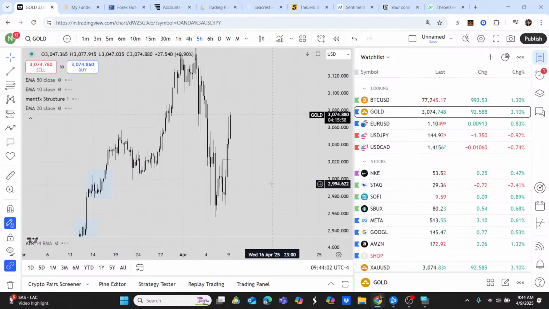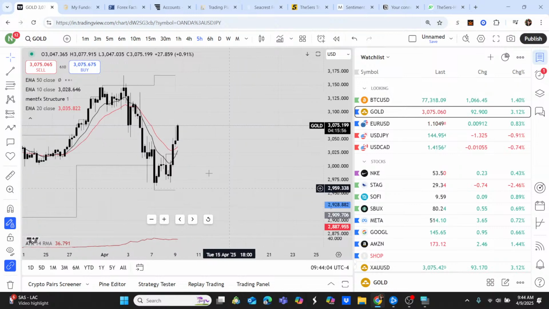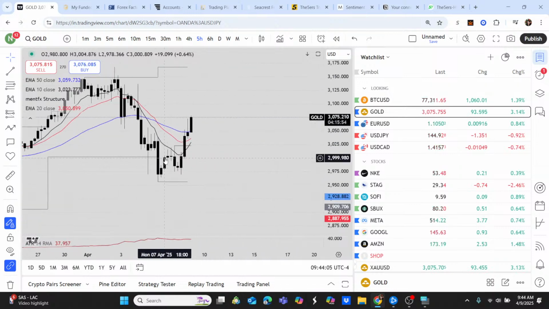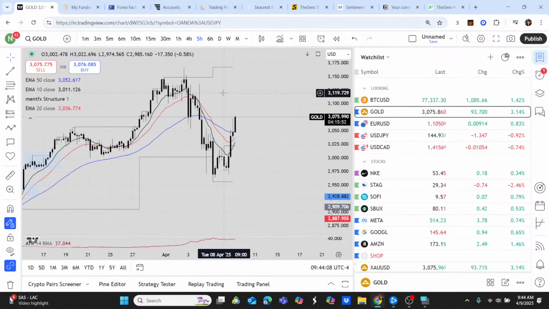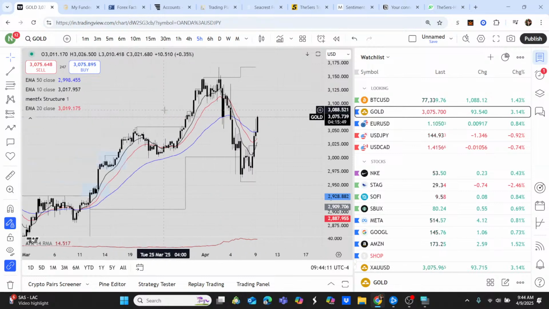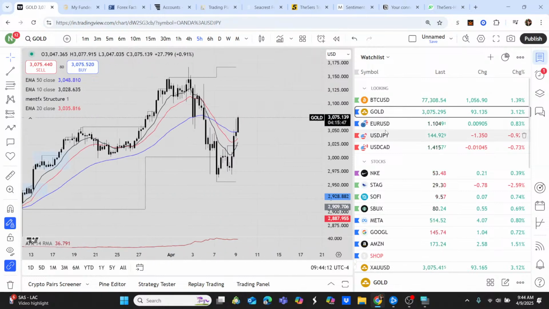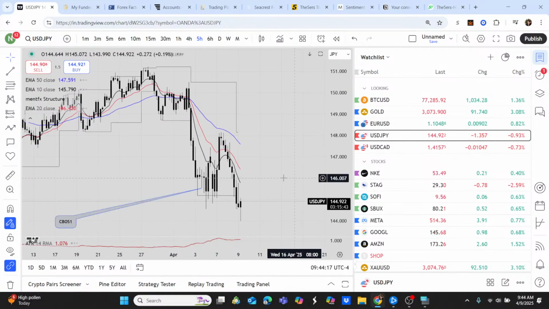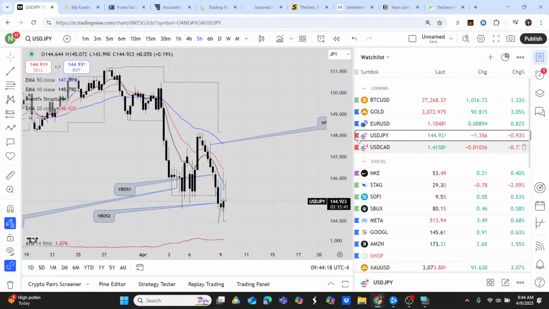Let me see what gold is doing. Oh, gold is actually pushing up even more. So it's actually starting a trend right here. Gold is actually looking good. So just in case, now that I'm looking at it, just in case USD JPY really doesn't want to set up, now I have another market I could potentially take a look at.